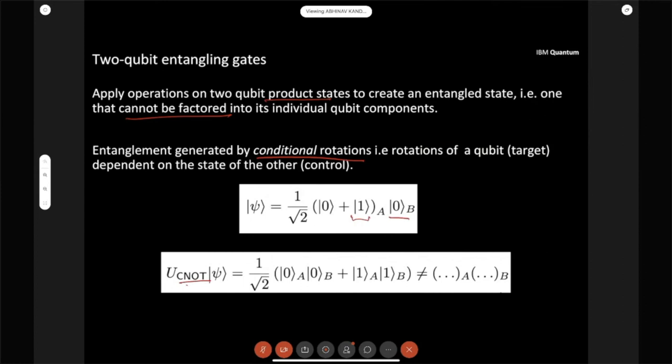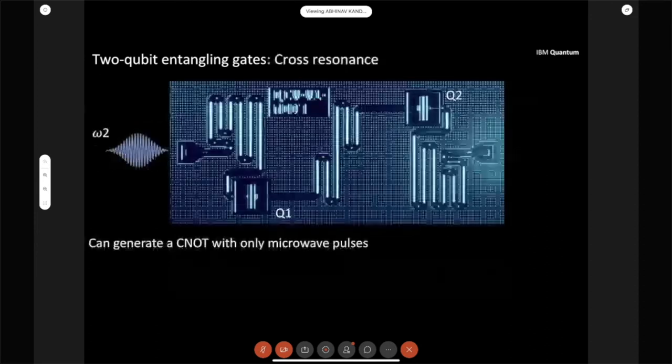Okay, these are the kind of operations one wants to achieve, and this is also something we can do with our hardware. And this is also something you can do on processors that are accessible via the cloud.